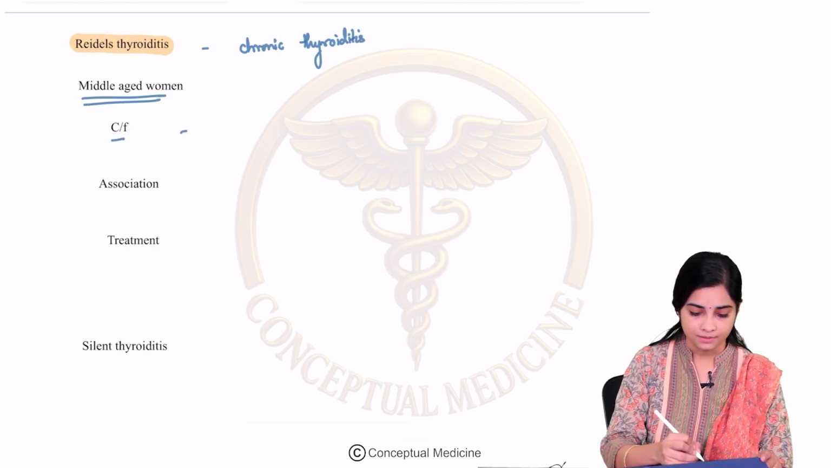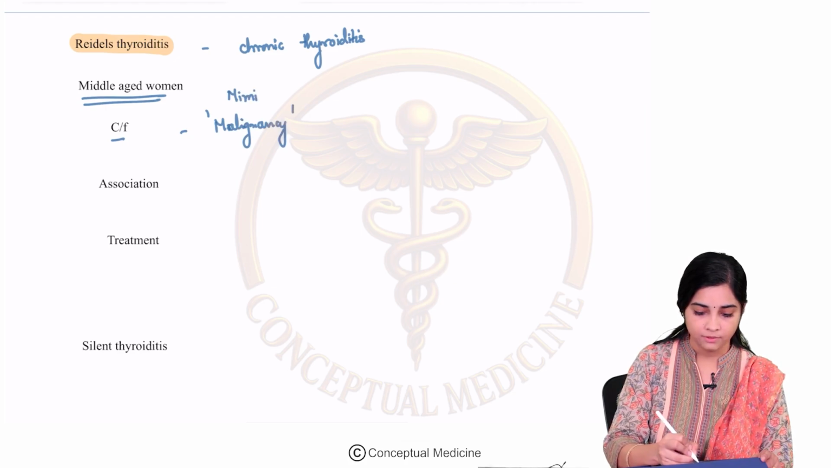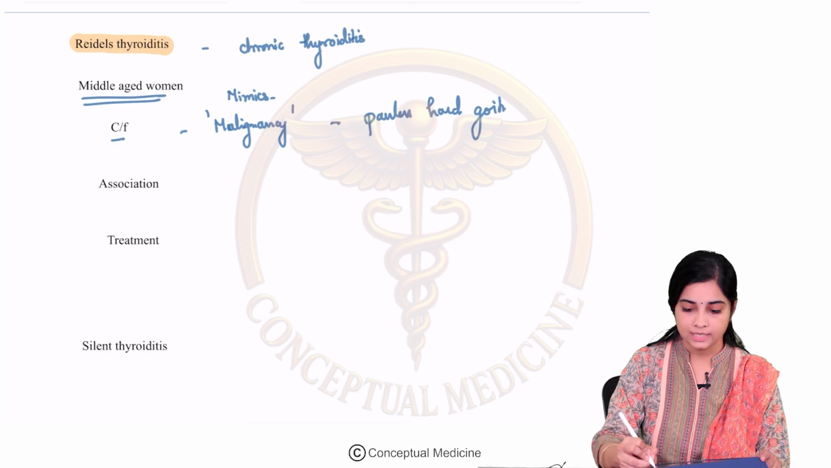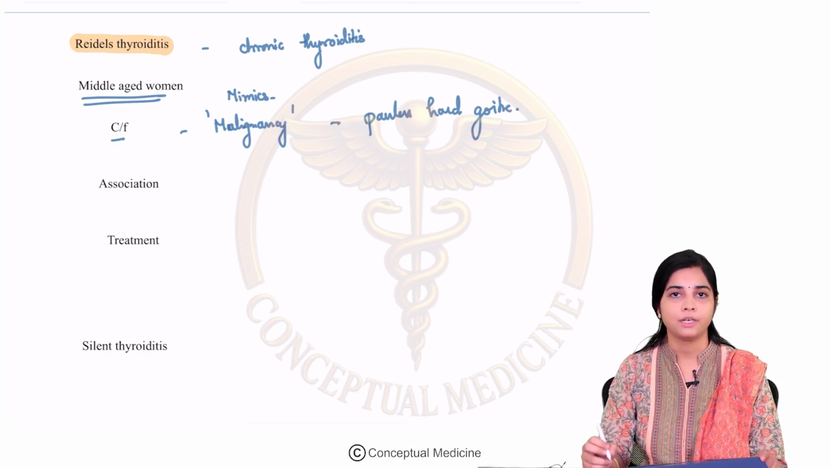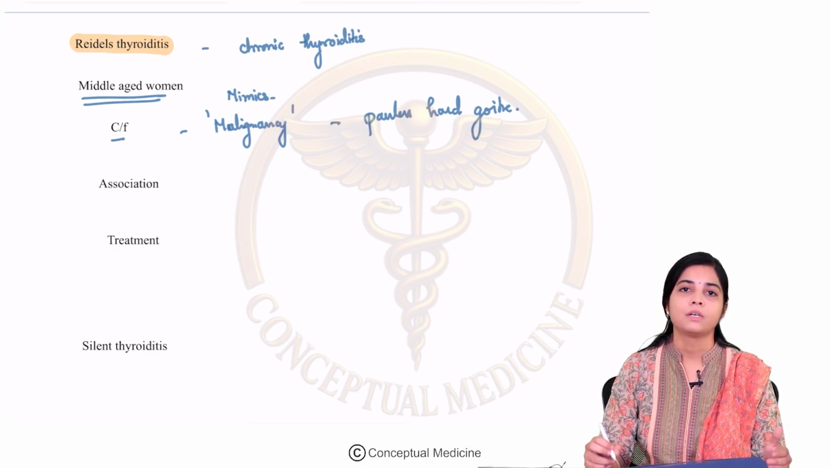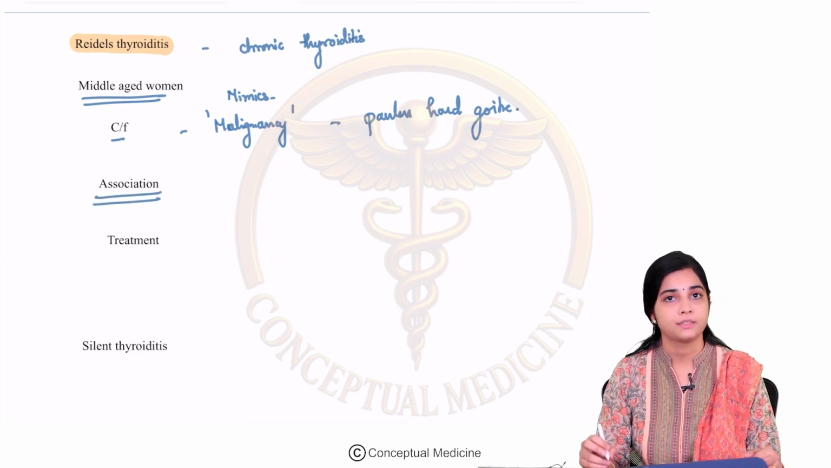And how does it present? This is a great mimicker of malignancy. It presents as a painless hard goiter and it's often confused to be a malignant thyroid neoplasm. Okay, fine. So, what is the most common association of Riedel's thyroiditis?